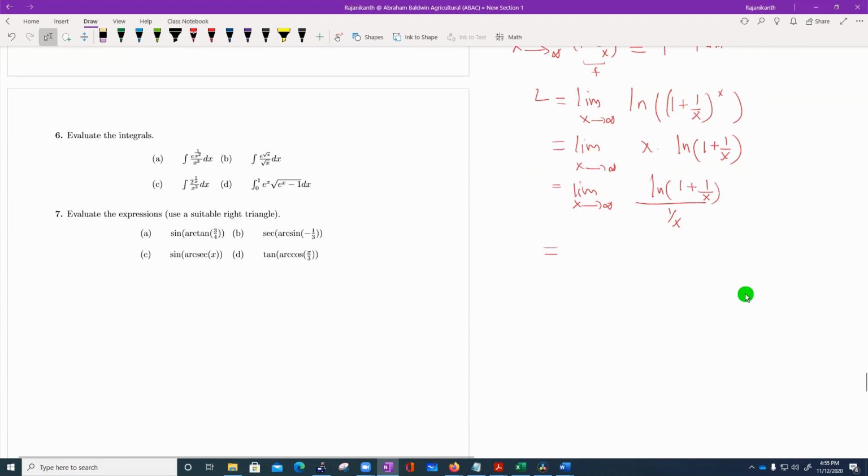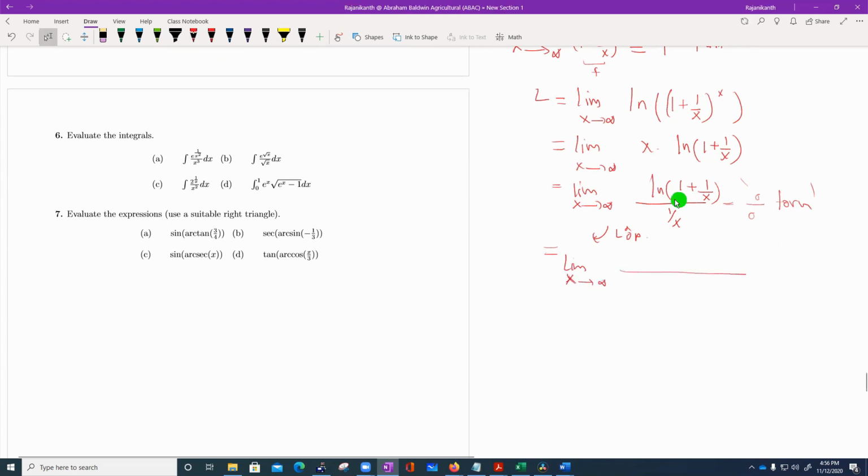Now what kind of form will you get? Plugging infinity into this function, what will you get? When x goes to infinity, 1 over infinity is 0. 1 plus 0 is 1. ln 1 is 0. 1 over infinity is 0. You now have 0 over 0 form. Yes, now you are good to use the L'Hopital rule from here. Now use the L'Hopital rule, right? What do you want to do? Simply find the derivative of top and bottom.